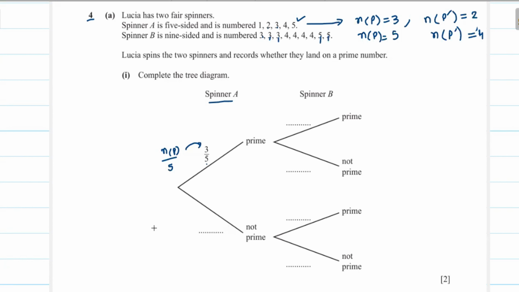Now the not prime numbers here are 2 and the total numbers here are 5. And in spinner B, the total number of prime numbers here are 5 out of 9 numbers. And not prime numbers, you see here, the total number of not prime numbers here are 4. And the total numbers here are 9. We write 4 over 9, and same value we write here as 5 over 9 and 4 over 9.